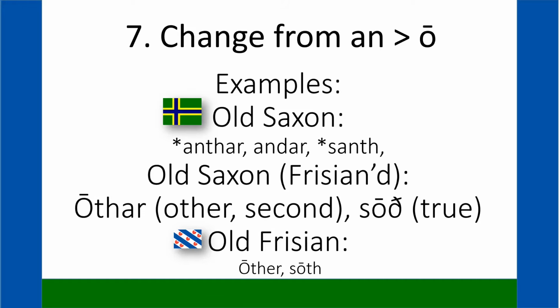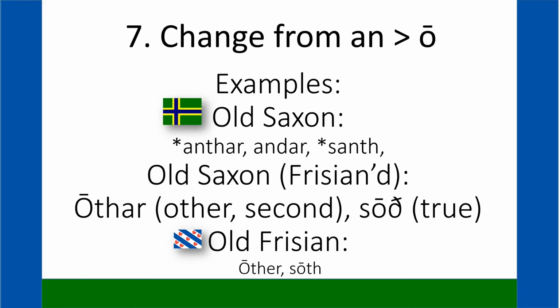Now for the seventh change from Frisian influence, we have AN to long O. I find this one fascinating because we go from Old Saxon, reconstructed anthar, or it could be pronounced as andar, likely andar, because we have two voiced sounds here. N is voiced and A is voiced, so it'll likely be andar. And then we have andar, and then we have santh, reconstructed. But andar is what's attested.